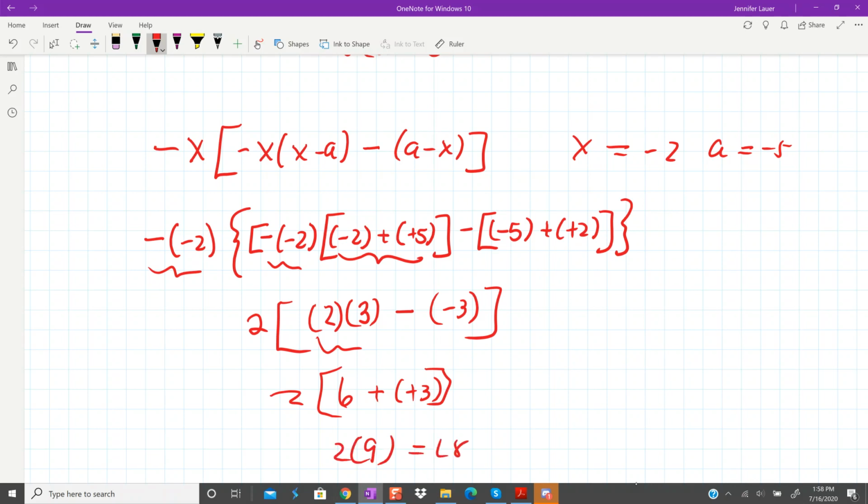So those, again, the book calls them algebraic evaluations. I think of more of it as substitution, but it just pulls in everything you've learned. It's pulling in those order of operations and those negative rules, whether it's multiplying negatives or adding and subtracting negatives. Okay, and that is it.